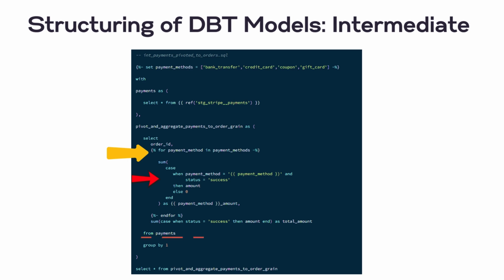Final select. The transformation concludes with a select from pivot and aggregate payments to order grain, outputting the aggregated, pivoted dataset. This result is now tailored for further use in the Mart layer or business-specific analyses.